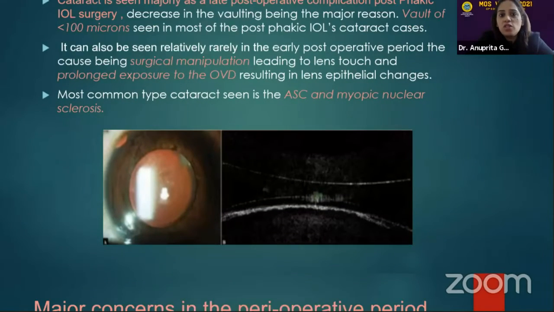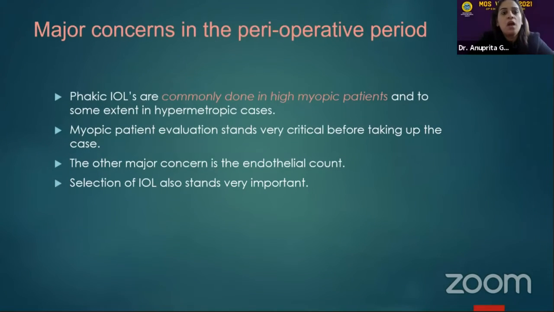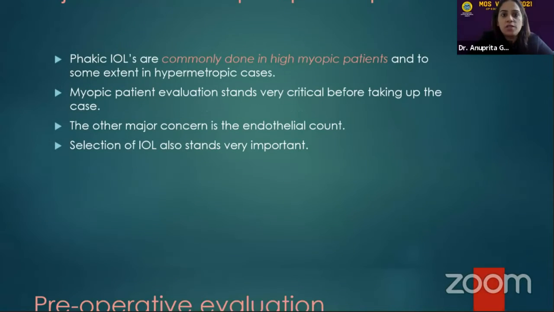What are the major concerns in the perioperative period? The first is, because this is seen in high myopic patients, the retinal evaluation is of very big importance. The other major concern is the endothelial count, and the next is the selection of IOL. I'll go to each topic one by one. Now let's start with the pre-operative evaluation.